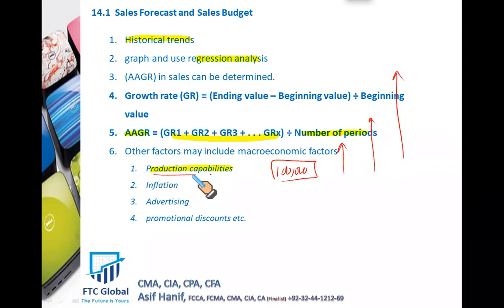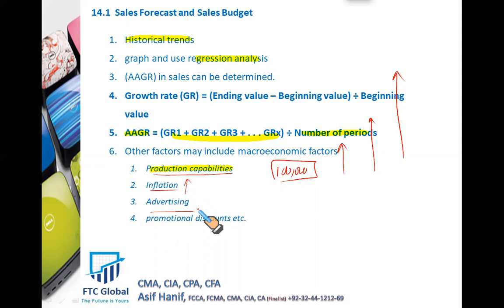Your production capability will determine what you can sell. Similarly, inflation, the general persistent increase in price level, will also affect your sales. Higher inflation means people will have less purchasing power and your sales might be affected. Advertising plays a major role. We discussed this in regression analysis.